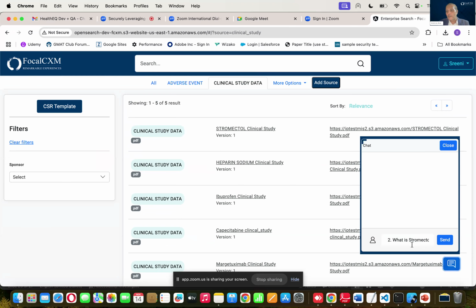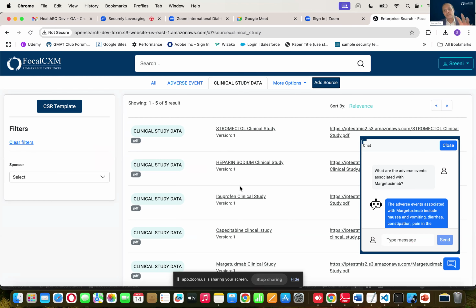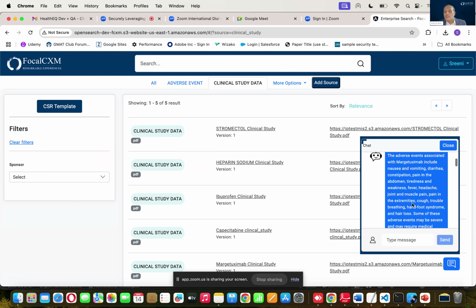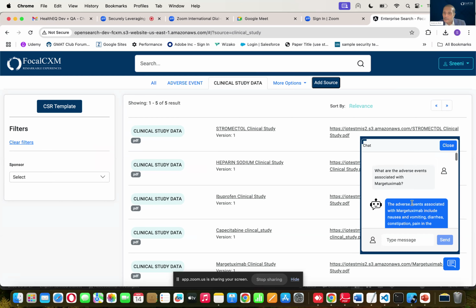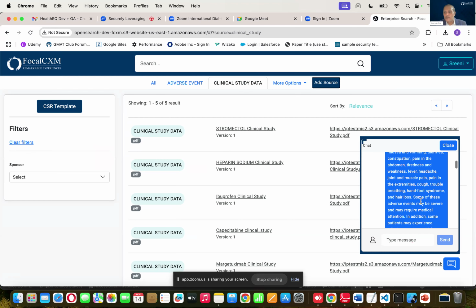Now, when I go to this chatbot, and if your backend data is ready, then the chatbot would give you an answer related to this drug. So in the backend, what's happening? There's an LLM that is being leveraged. There's RAG architecture that is being leveraged. So if you see this, for this question, there is a beautiful, meaningful answer that is being retrieved from the chatbot. So this is a very simplistic use case.